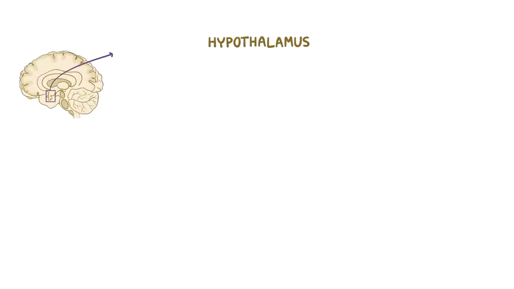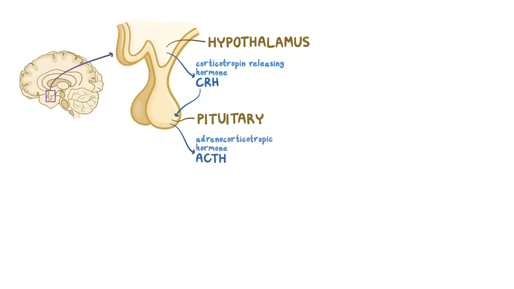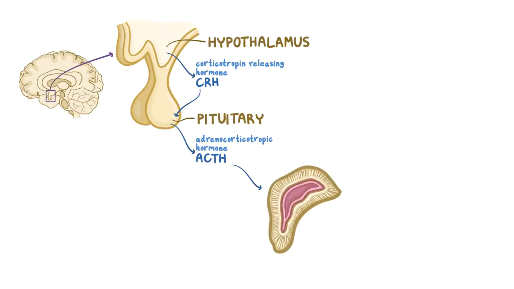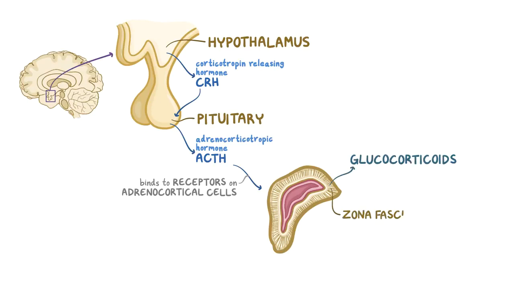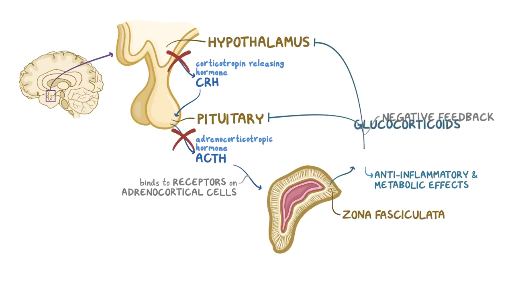Normally, the hypothalamus, located at the base of the brain, secretes corticotropin-releasing hormone, known as CRH, which stimulates the pituitary gland to secrete adrenocorticotropic hormone, known as ACTH. ACTH then travels to the pair of adrenal glands and binds to the ACTH receptors on adrenocortical cells. This causes the adrenocortical cells to release the glucocorticoids from the zona fasciculata, which have powerful anti-inflammatory and metabolic effects. These glucocorticoids have a negative feedback effect on the hypothalamo-pituitary-adrenal axis, meaning excess corticosteroids suppress the release of both CRH and ACTH into the circulation.